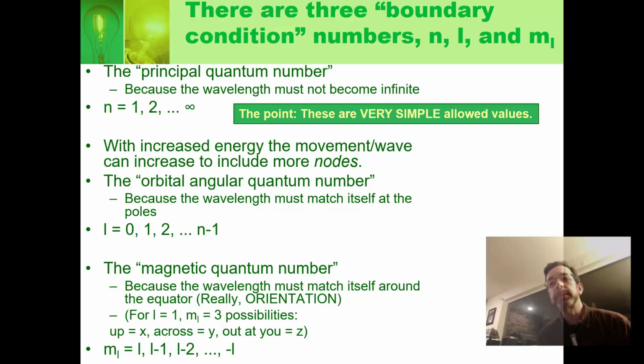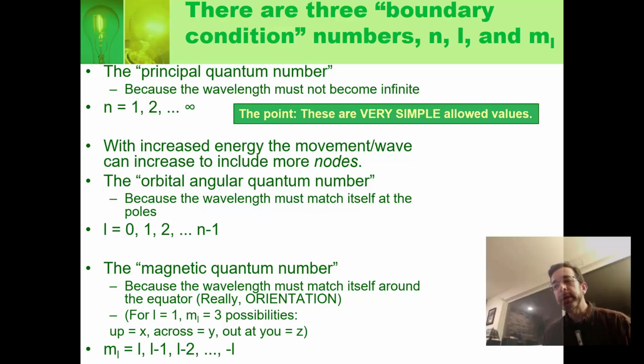Finally, there's a third boundary condition number, which is m sub L. It's called the magnetic quantum number. And it's because the wavelength must match itself around the equator. And that's, again, a three-dimensional math type thing. But for L equals 1, m sub L has 3 possibilities. For L equals 0, m sub L can only be 0. So if you look at the bottom here, m sub L can be equal to L, L minus 1, L minus 2, all the way to negative L. So for n equals 1, we only have one option, L equals 0, and m sub L equals 0.